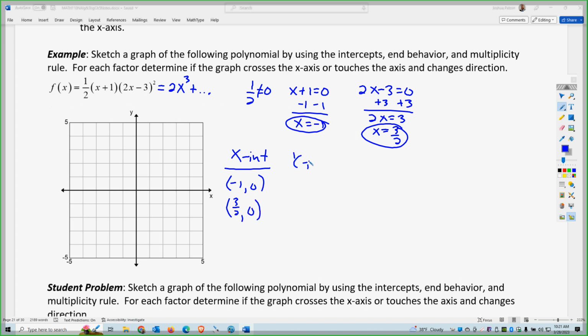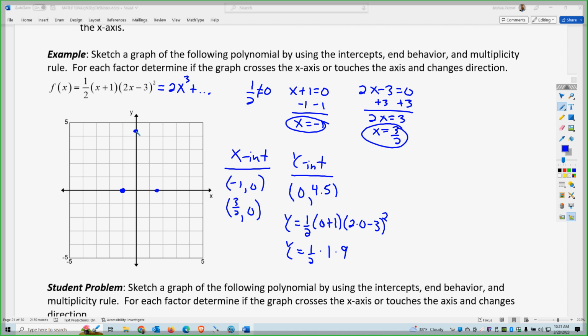And then y-intercepts, we get 0, comma, something. So we plug that in. We're going to get y equals 1/2 times 0 plus 1, times 2 times 0 minus 3 squared. So y equals 1/2 times 1 times 9 when I square it. So that's 4.5. Okay, so put those in the graph. So we're at -1, we're at 1.5, and we're at 4.5.